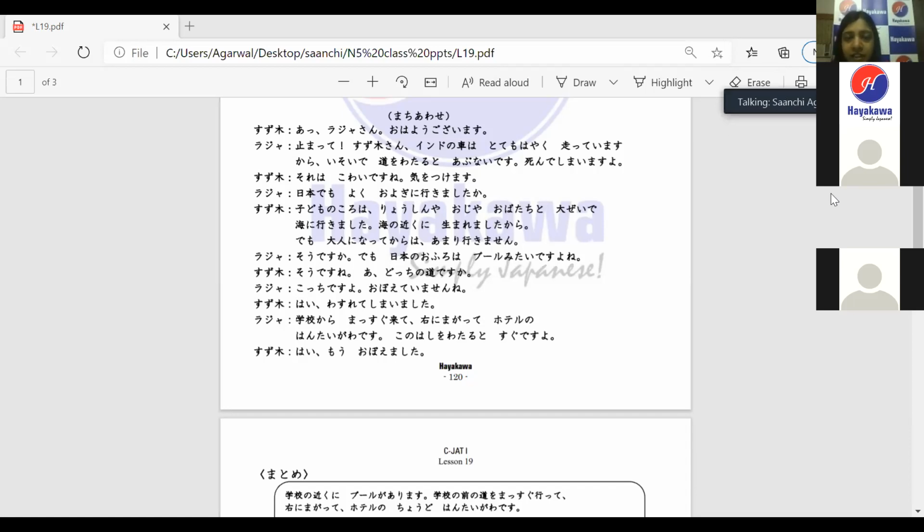Very good, Hemalata-san. Arigato gozaimasu. So Suzuki-san is saying, Sore wa kowai desu ne. That's very scary, isn't it? Ki o tsukemasu. So please be careful. When you want to ask someone to be careful in Japanese, you will say this phrase, Ki o tsukemasu. Then Raja-san is speaking, right?